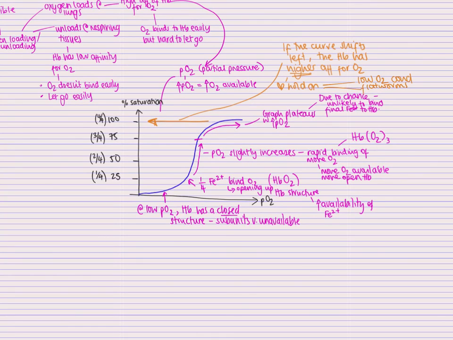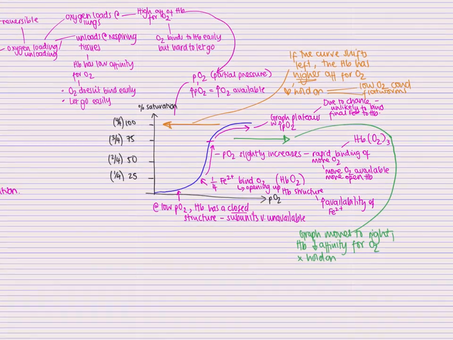However, if my graph shifts, and I'm just going to put this in here, to the right, and I'll label it down the bottom so you can still see what I'm doing. This graph moves to the right. The hemoglobin has a reduced affinity for oxygen. Okay, and that means that it's going to not want to hold on to it, and it's going to let it go easily.